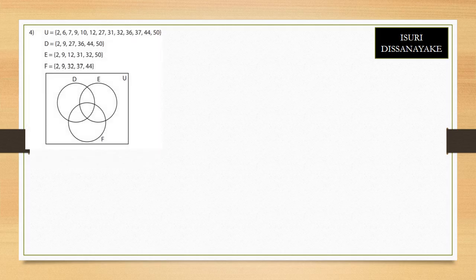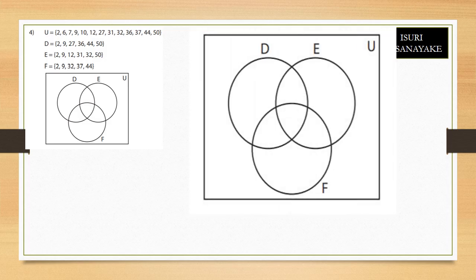Look at this example. The universal set has 2, 6, 7, 9, 10, 12, 27, 31, 32, 36, 37, 44 and 50. We have three subsets D, E and F. So D it's 2, 9, 27, 36, 44, 50. E 2, 9, 12, 31, 32, 50 and F 2, 9, 32, 37 and 44. So we are going to input all this information into the Venn diagram. We will first draw the universal set, and inside the universal set we will draw the three subsets as this.